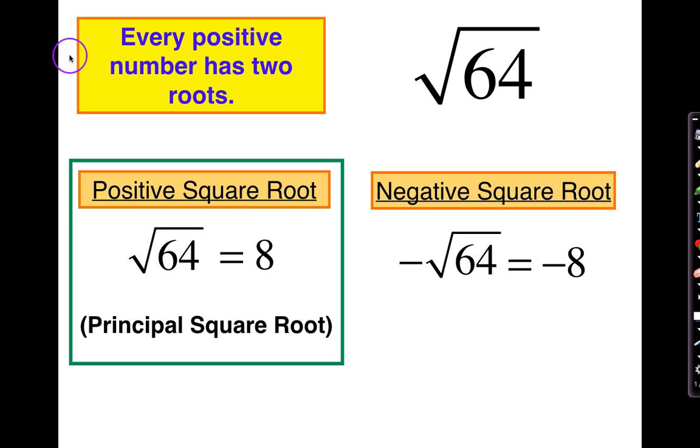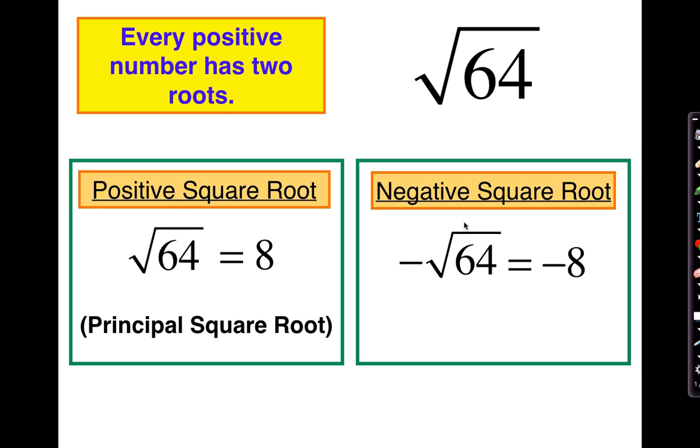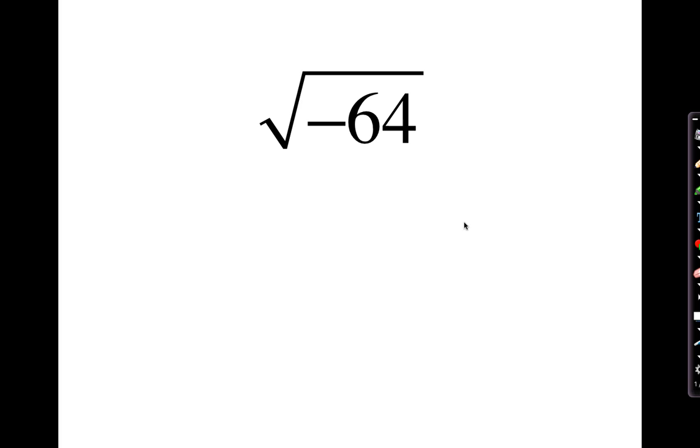Now, real quick, so we have a positive square root, we have a negative square root, but what if the negative was on the inside of the square root like this?